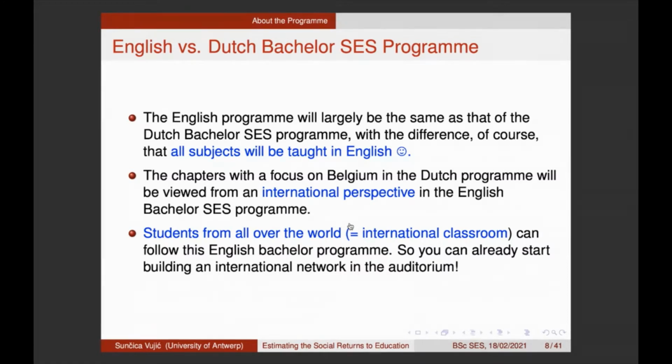The second difference is that in the Dutch Bachelor program, we have maybe a focus on Belgium, because we are in Belgium. The international program will give you more of an international perspective. Some of the examples focused on Belgium will now be broadened and will give you a broader, international perspective in this English Bachelor Social Economic Sciences program. So that's the second difference and advantage. You get a Belgian perspective, but you also get an international perspective.